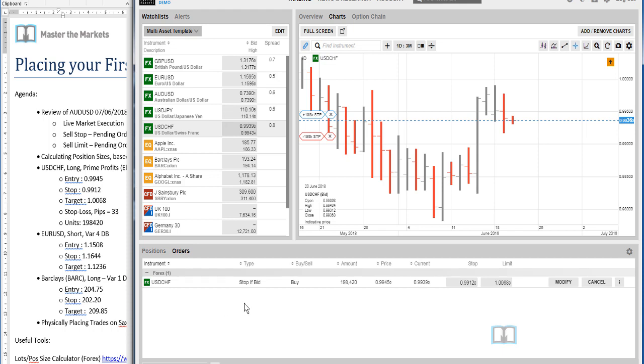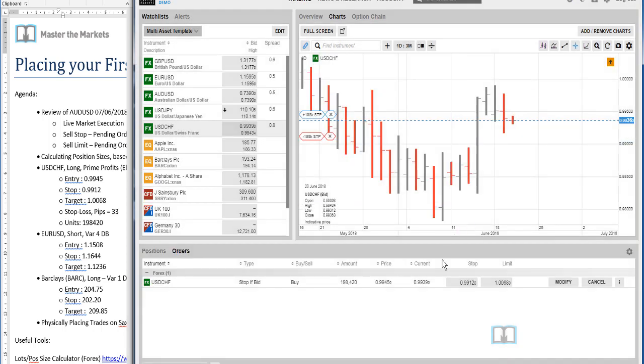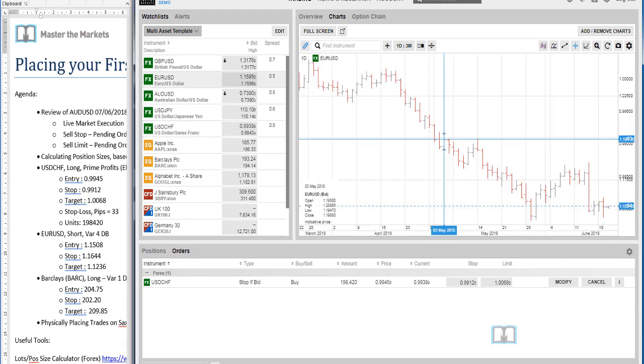Should I have made any kind of mistake or need to change anything, I can of course click modify, and I can change anything that I need there and make the changes as necessary and then close the ticket and update it. Okay, so let's do the next trade opportunity together, which is on the euro dollar.